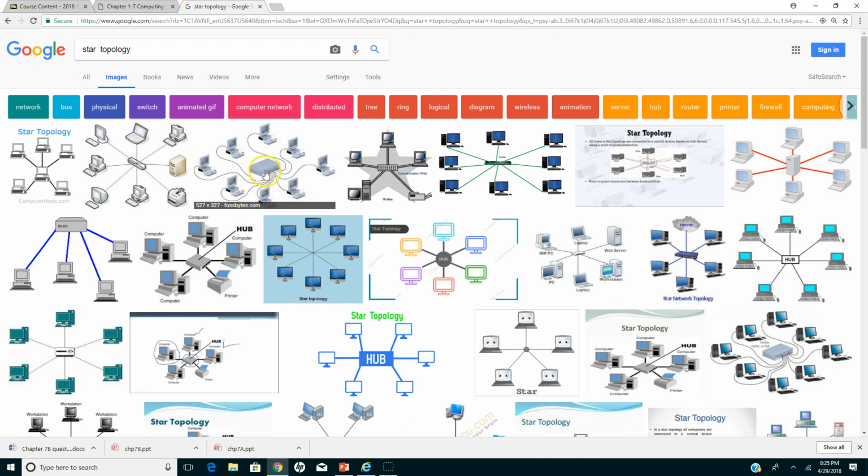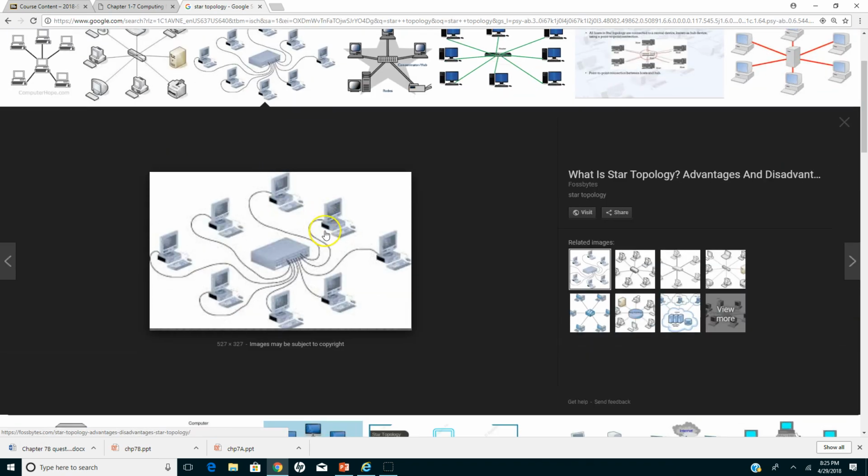Okay, this is the most common one. This is what we have in the classroom. We have about 20 to 25 computers, and each of these computers connects to a hub or a switch. This is called a star topology. The good thing about this topology is that if one of the computers gets disconnected, it does not affect the other ones.